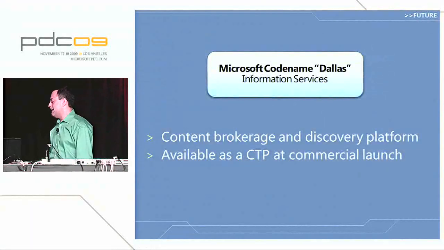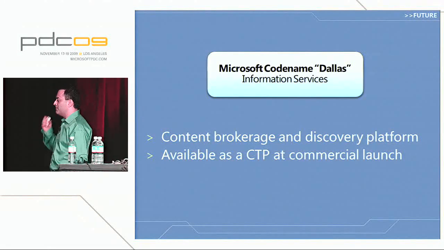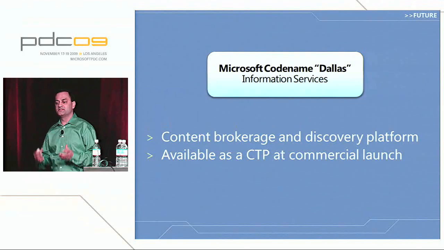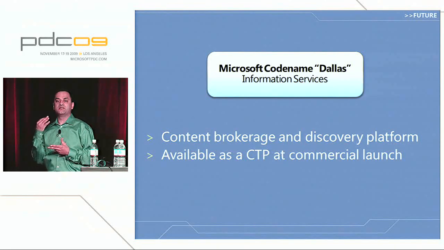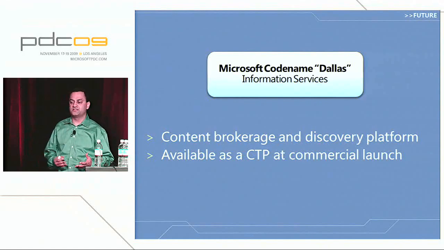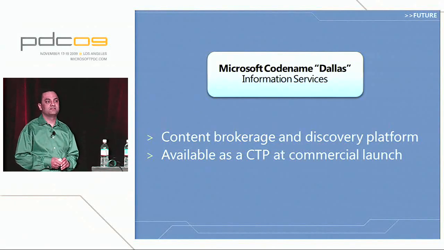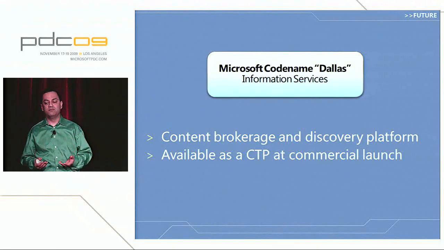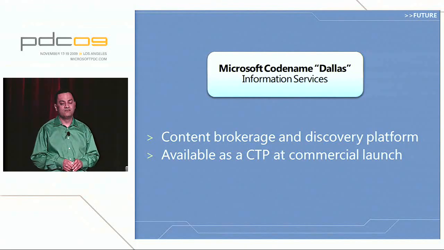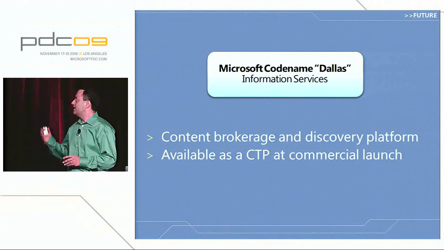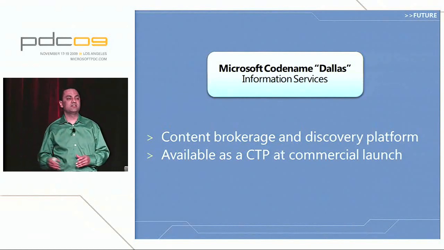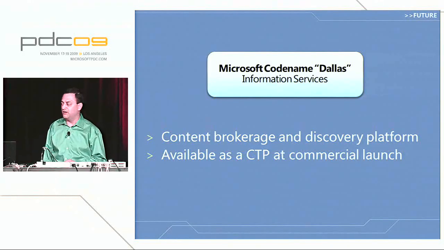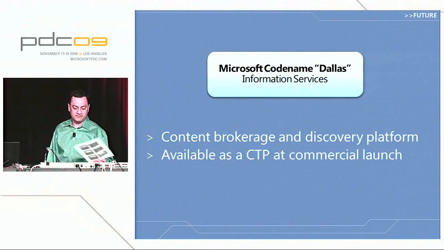Okay, and then the final aspect that I'm going to talk about of the platform today is this new project codenamed Dallas. The way to think about this is information services. So whether it's data, unstructured data, structured data sets, real-time web services, this is a facility by which you can get access to these data sets and consume them, or you can publish your own data sets. So it's really a system for brokerage and discovery of these things. It will be available as a CTP as part of the commercial launch, and it will come online in full mode later on. So I'm going to talk a little bit about that as well.